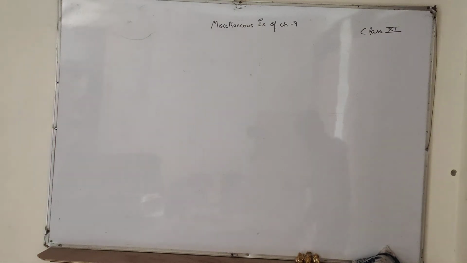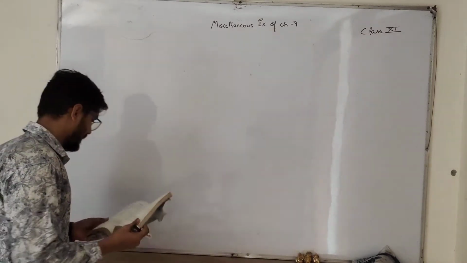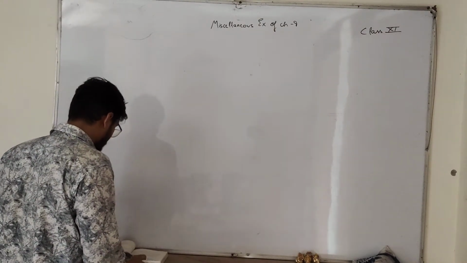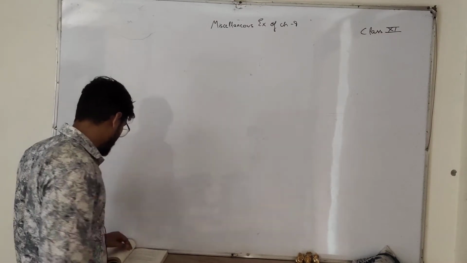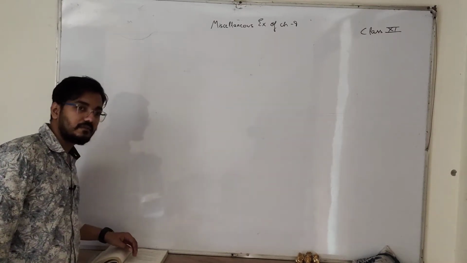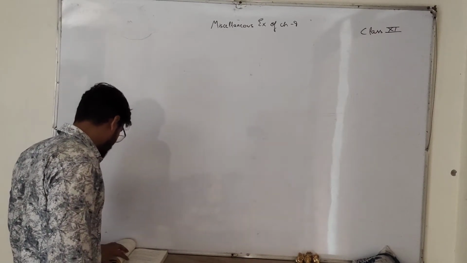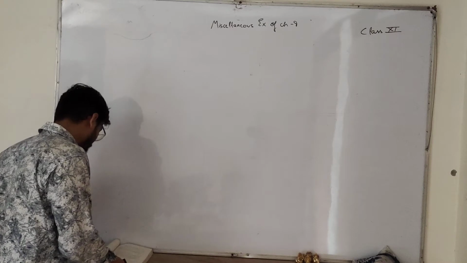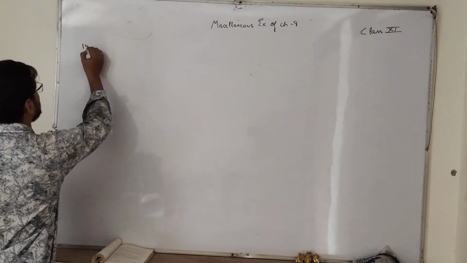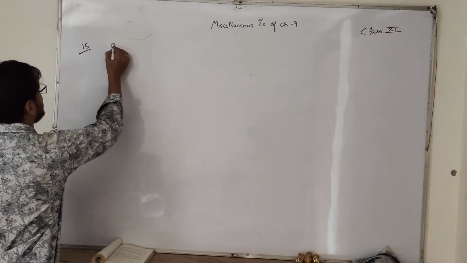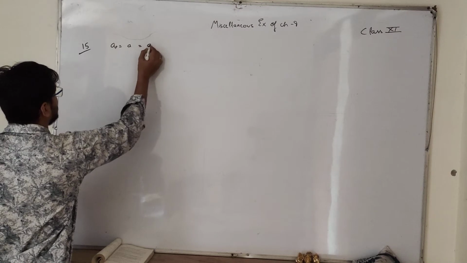So next in this video we will talk about the next question, which is question number 15 of miscellaneous exercise chapter 9, class 11th. In this we have the pth term, qth term and rth term of an AP as A, B and C. So the pth term, AP is equal to A.